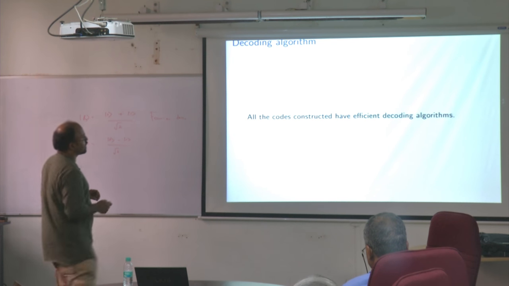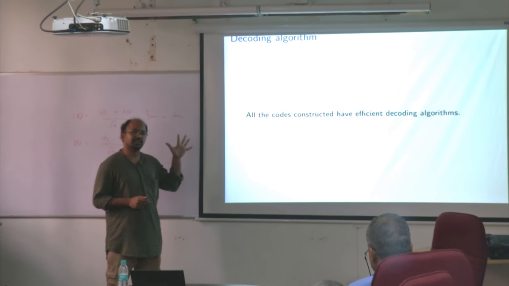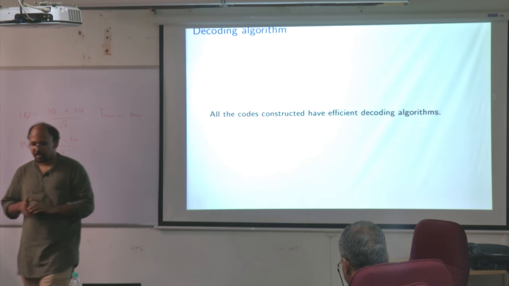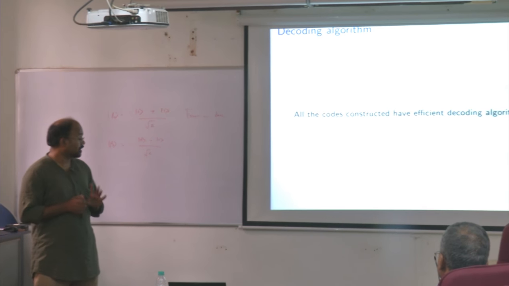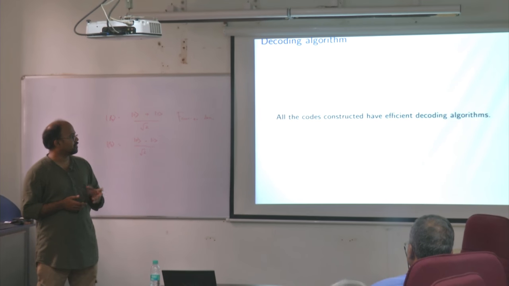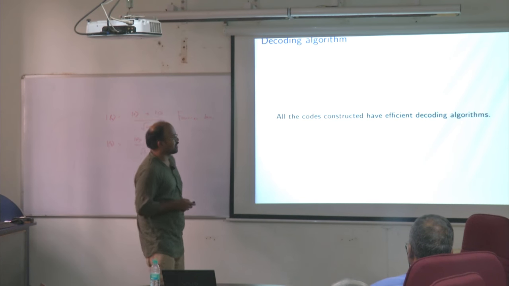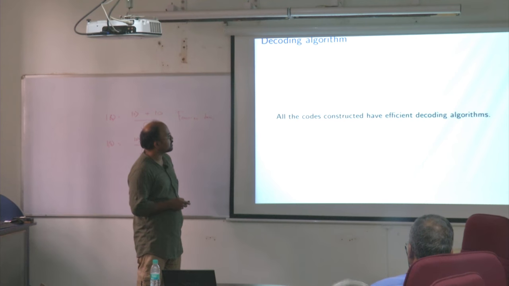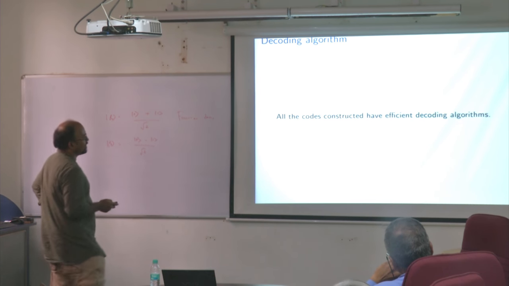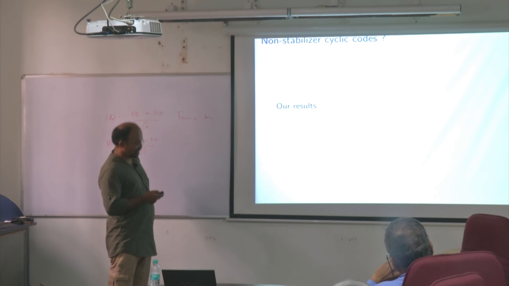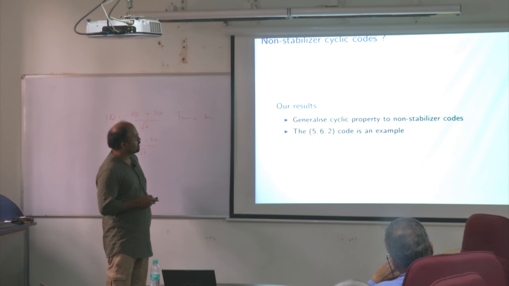Another important idea is that all these codes have efficient decoding. So in this family, if you construct a code, whether linear or not, it has efficient decoding. The quantum decoding algorithms essentially come from Berlekamp's decoding algorithms for cyclic codes, for BCH codes. I can't go into the details of this, so I'll just leave this as an advertisement. You can decode. There are some non-stabilizer codes also that we can construct. For that we need to extend cyclic to non-stabilizer codes. I just want to skip this because we didn't talk much about it.